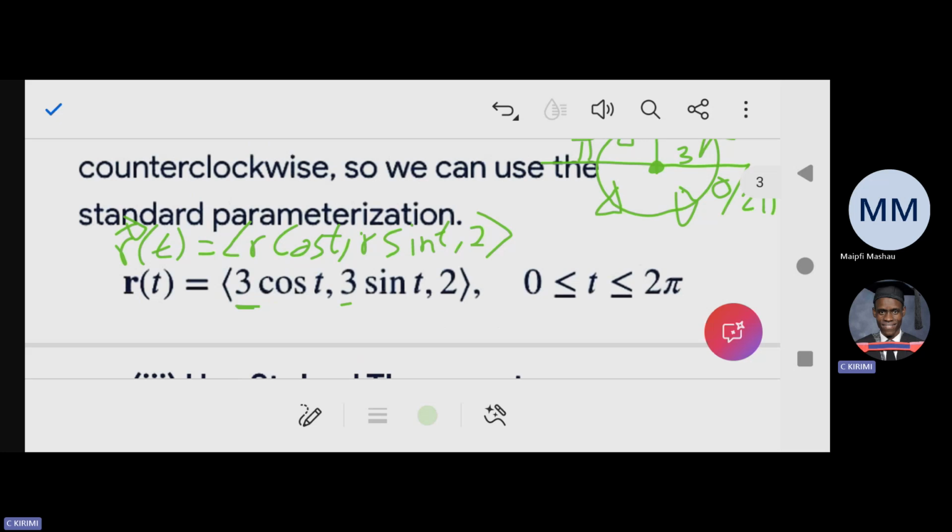Any question before we go? Before we proceed? No.